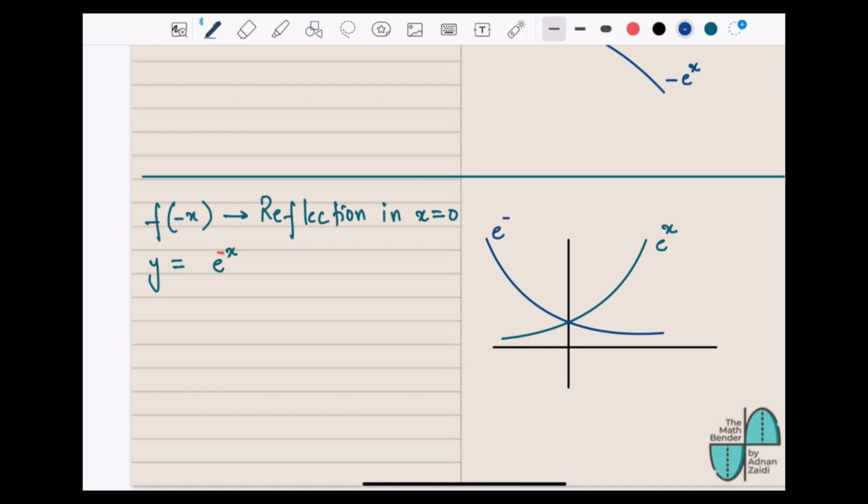E to the power negative x, and this asymptote remains the same, and in this scenario the domain and range of both functions remain the same. So domain: x belongs to real numbers, range: y is greater than 0.